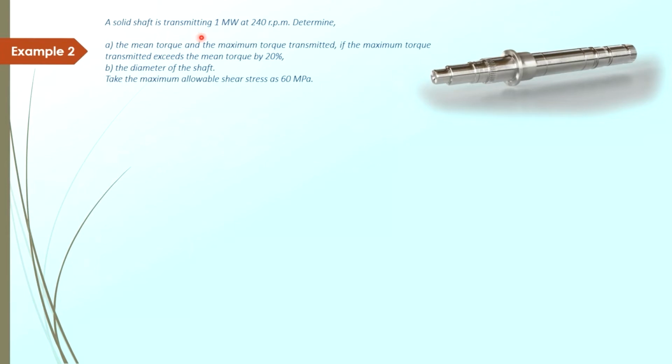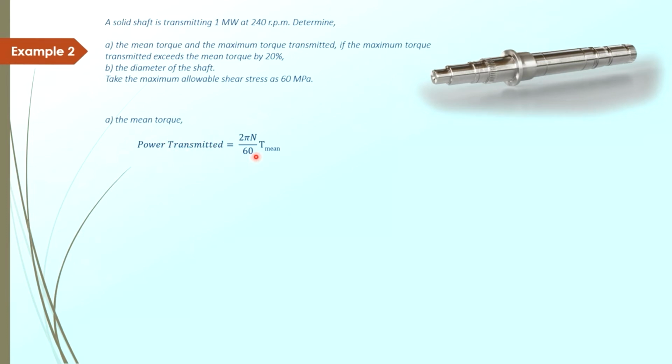Now, a solid shaft is transmitting 1 megawatt at 240 revolutions per minute. Mega is times 10 to the power of 6. Determine, first part, the mean torque and the maximum torque transmitted, if the maximum torque transmitted exceeds the mean torque by 20%. So you have 120%.